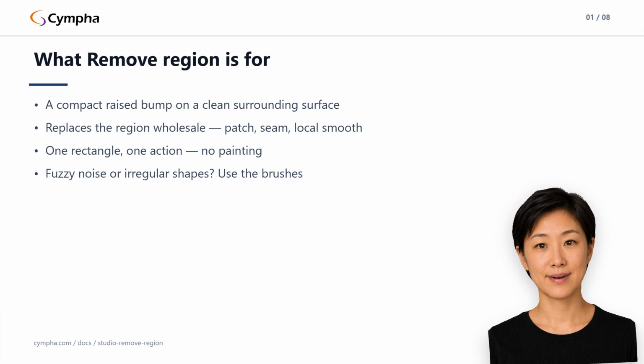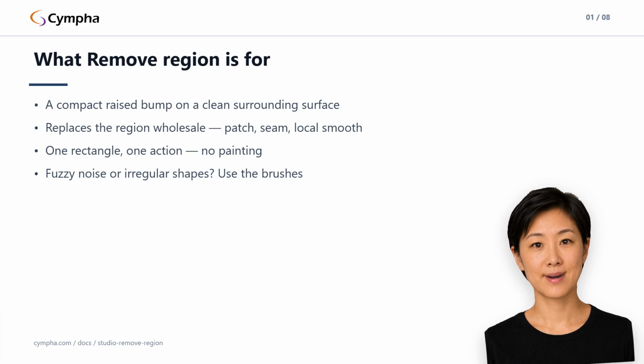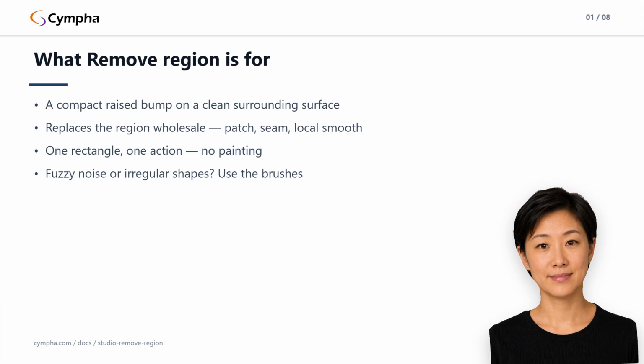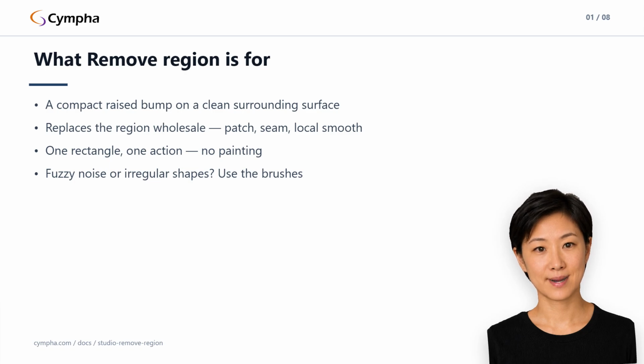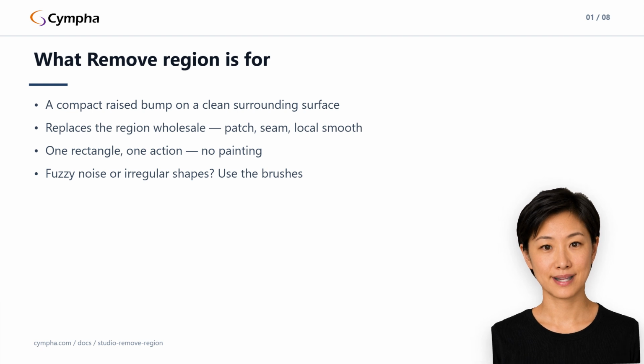One action, done. Compare that with the brushes: they decide stroke by stroke between deleting and smoothing, and they follow whatever shape you paint. Remove Region doesn't decide anything, it just replaces what's inside the rectangle. That makes it faster and more decisive for the compact bump case, and wrong for everything else. If the defect is fuzzy noise, or you need to follow an irregular shape along a margin, that's brush territory, covered in its own lecture in this series.